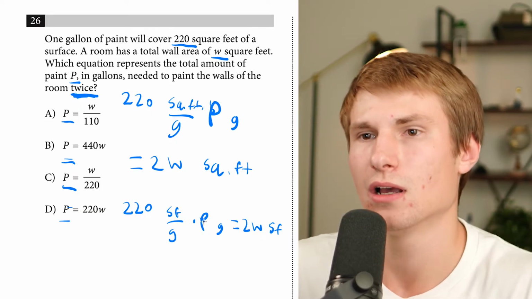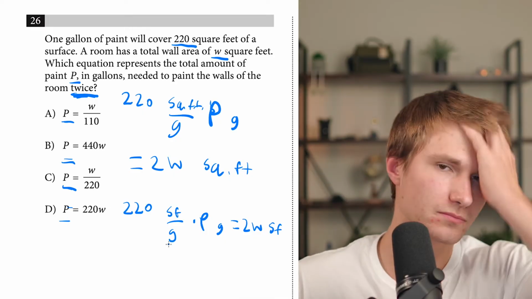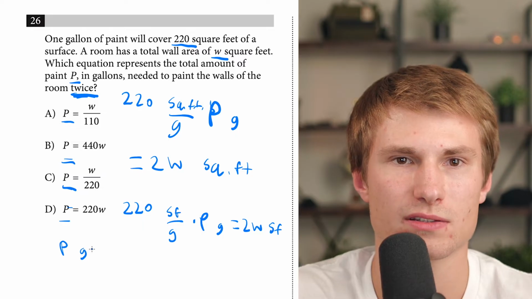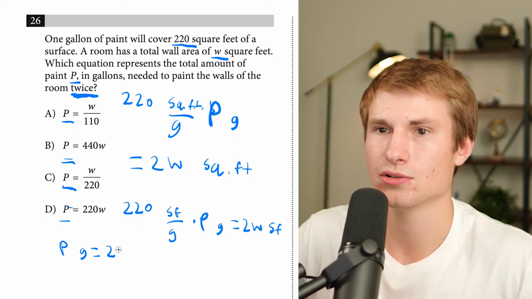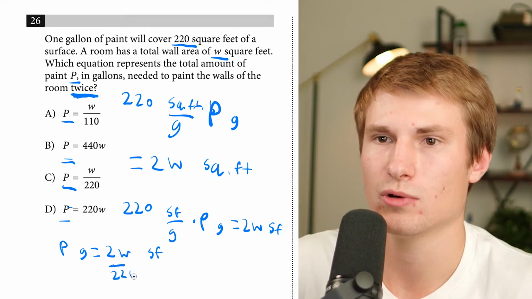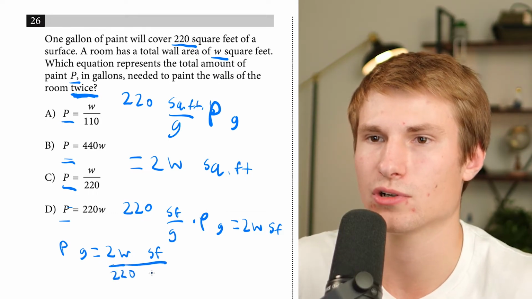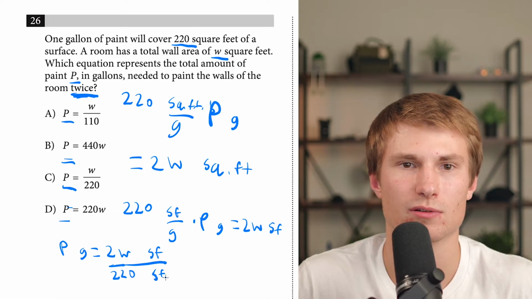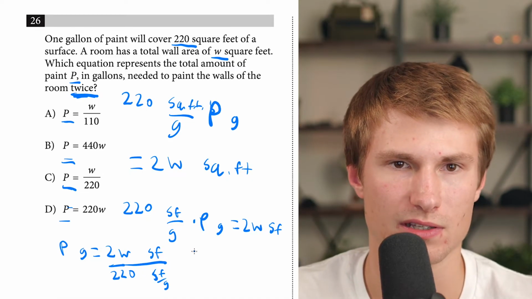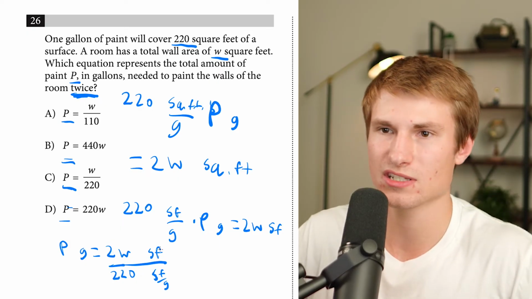Okay, that being said, let's solve this for P now. From here, we divide both sides by 220, and that gives us P gallons equals 2W square feet over 220 square feet per gallon. As you can see, your square feet cancel, and you're left with gallons. That's great. Now let's simplify this down.